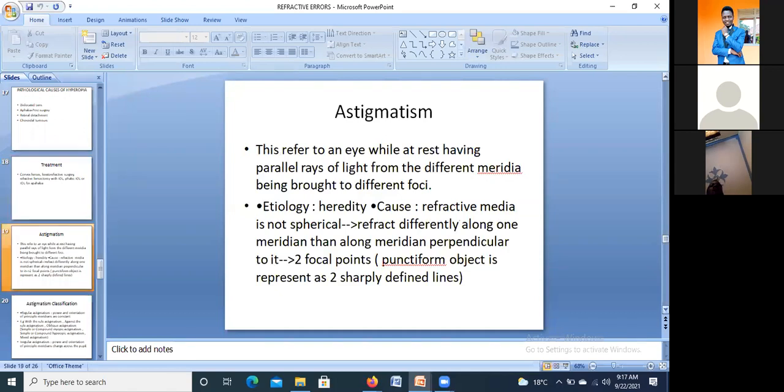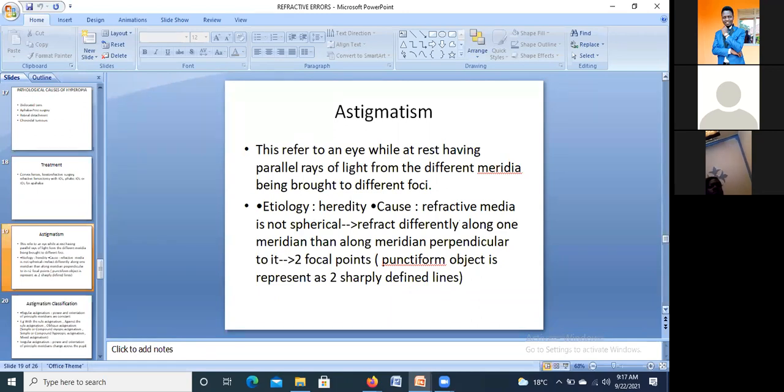Astigmatism refers to an eye which, when at rest, brings parallel rays from different meridians into different foci. Basically we can look at two meridians, the horizontal and the vertical meridian. If the curvature of the lens and the cornea are different in the horizontal or the vertical, then the light rays passing through those two meridians will not be brought into one focus.